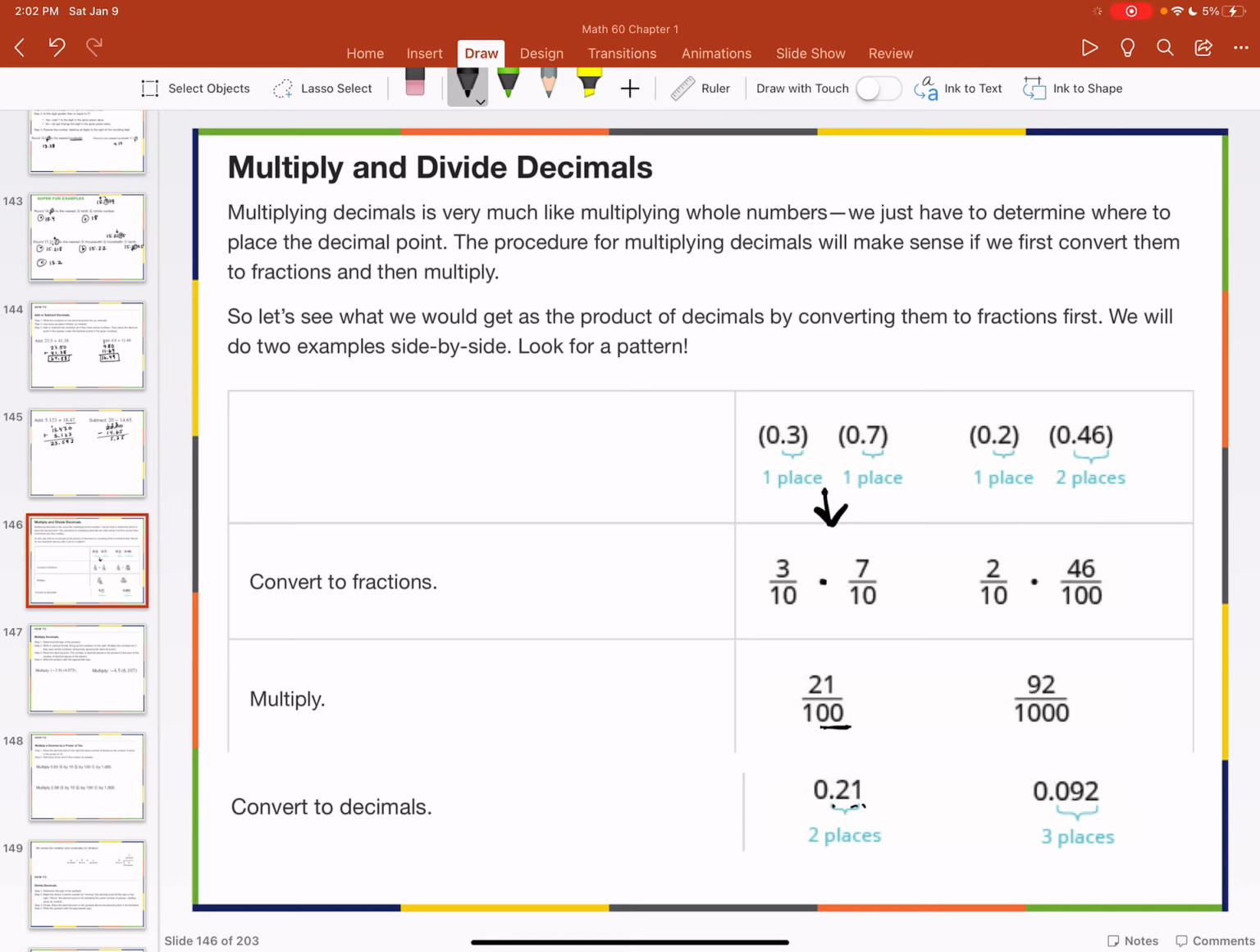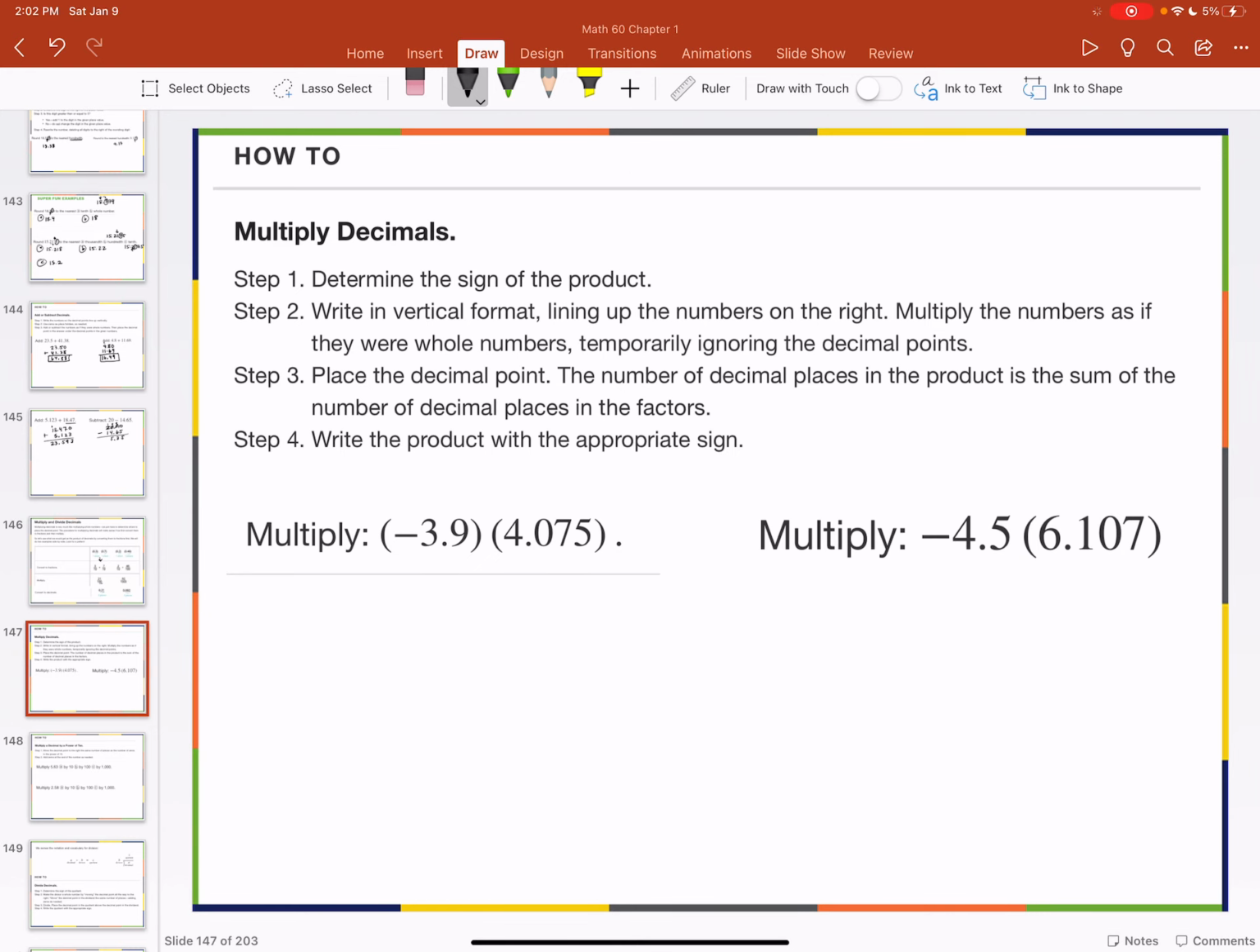Multiply across the top 92, across the bottom 1,000. Notice this is 92 over 1,000, 92 thousandths, so 3 decimal places. So what does that mean? We multiply them, and we ignore the decimal points, and then we go ahead and count the decimal places, and the product is going to have the same number as the sum of the decimal places in the factors.